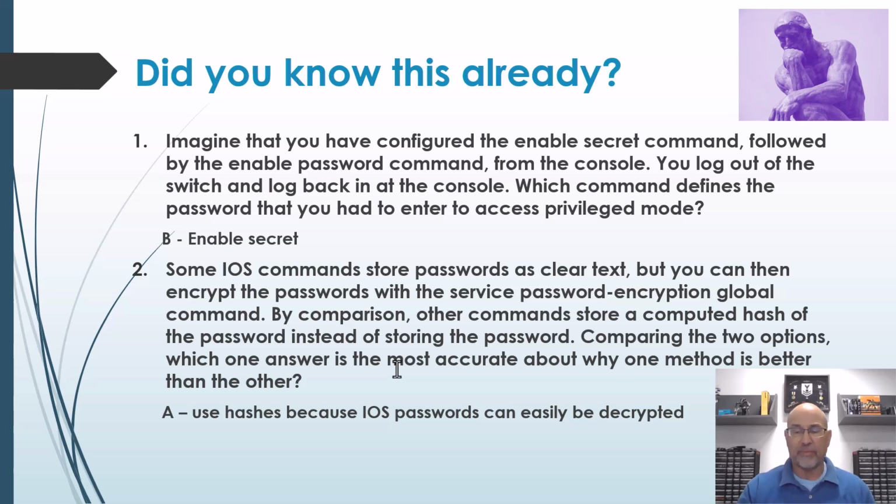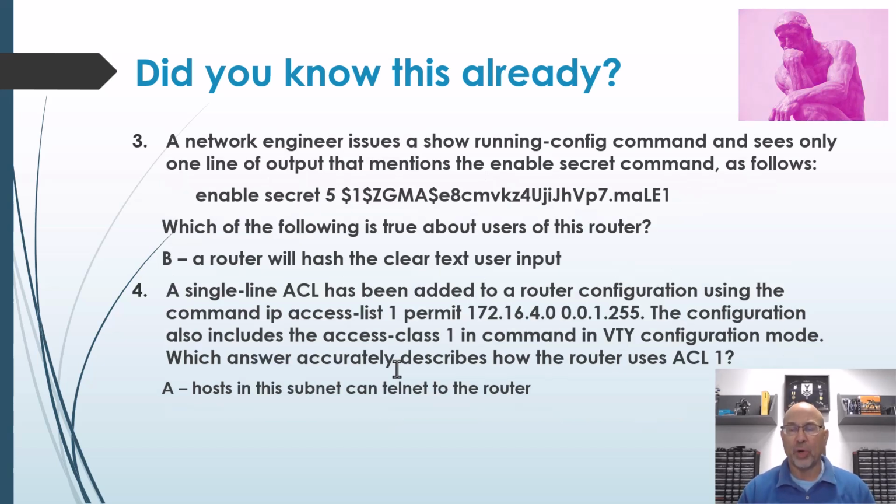So that was A. Question number 3, a network engineer issues a show running-config command and sees only one line of output that mentions the enable secret command as follows: enable secret 5, and then that hash. Which of the following is true about the users of this router? Well, when you type in your password, you're going to type in the clear text password, hi there. And the router does the hash and then compares that to the hash that's stored.